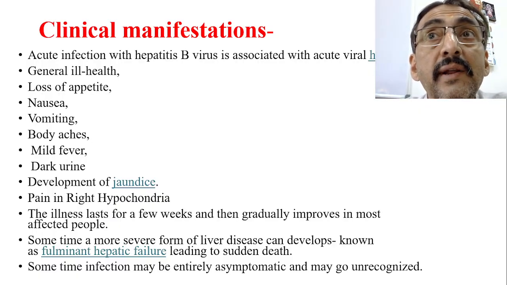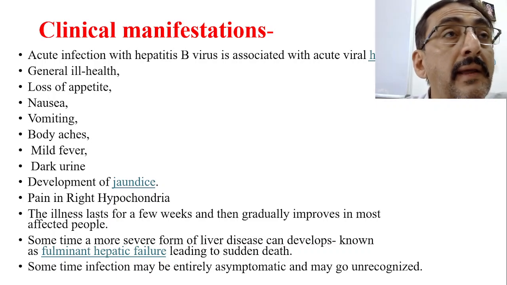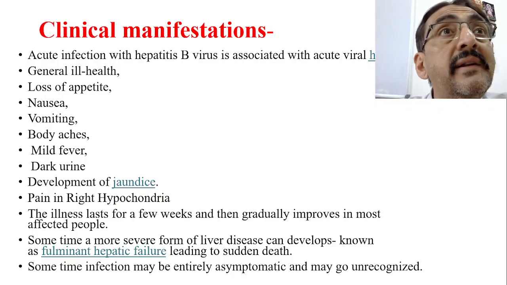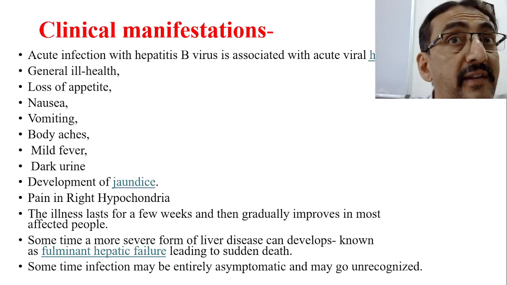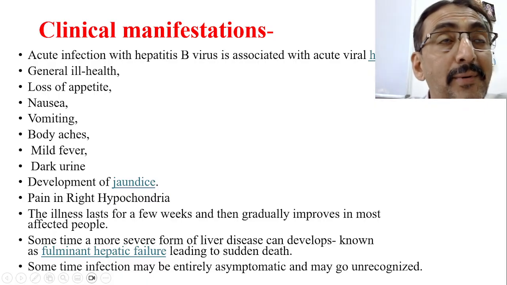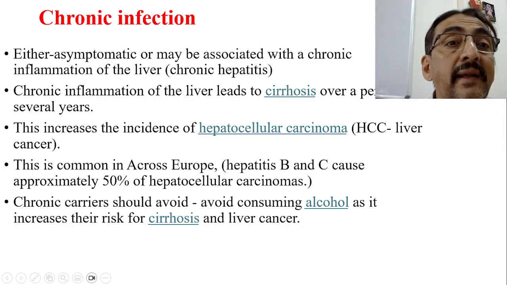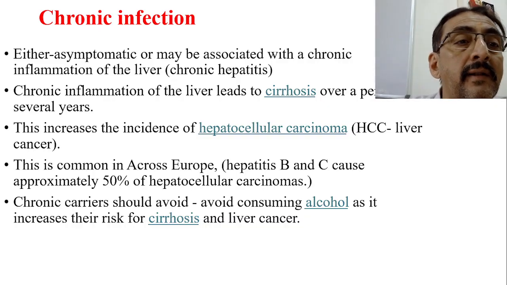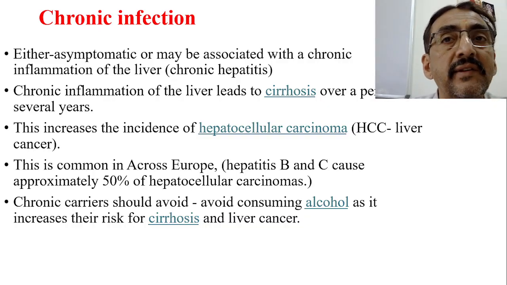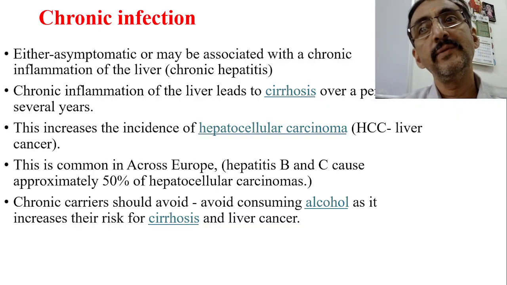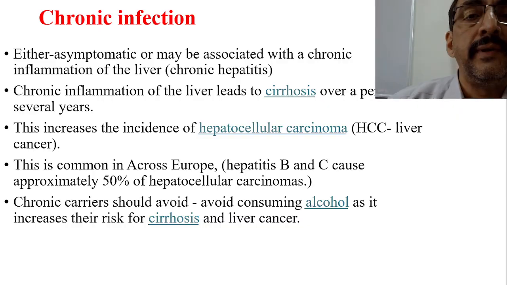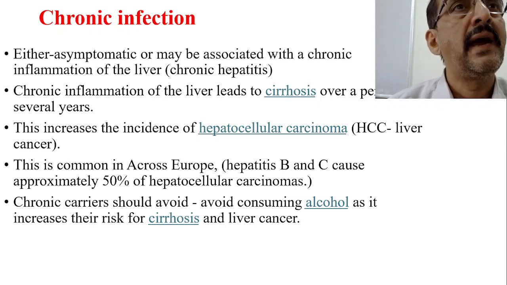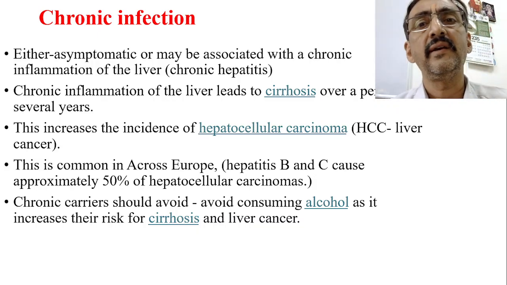Sometimes infection may be entirely asymptomatic. If the body immune system is not able to resist that particular virus at all, the course is totally asymptomatic and may go unrecognized at times. But the virus is there inside. One or the other day it is going to cause a problem, maybe milder. These are the outcomes. Chronic infection may also at times be asymptomatic, or it may be associated with chronic inflammation of the liver, which runs in other courses like chronic active hepatitis, chronic hepatitis, etc.